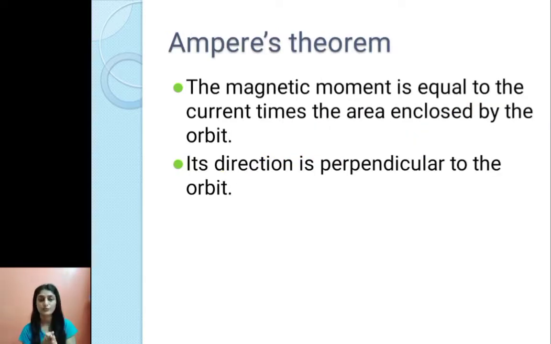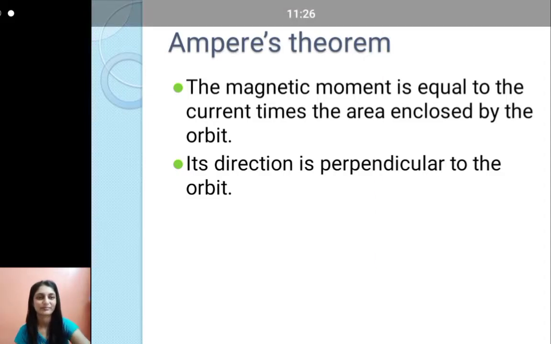Now, you might have studied Ampere's theorem in your earlier class. According to Ampere's theorem, the magnetic moment is equal to the current times the area enclosed by the orbit. So it is the product of current and area enclosed by the orbit, and the direction of this magnetic moment is perpendicular to the orbit.